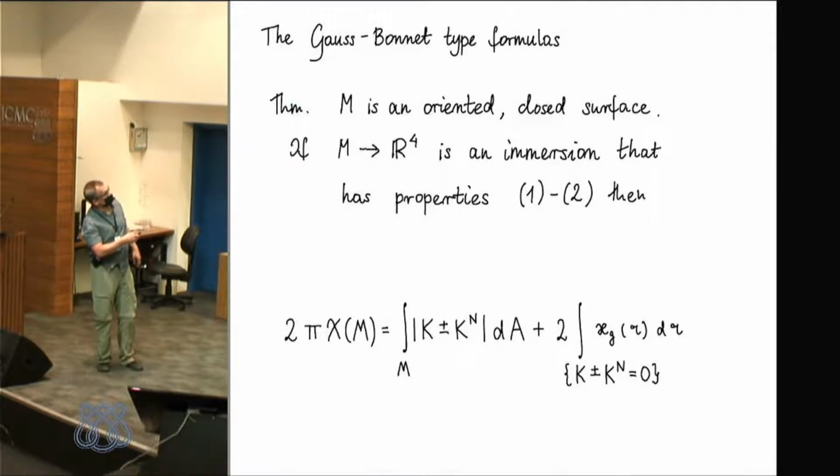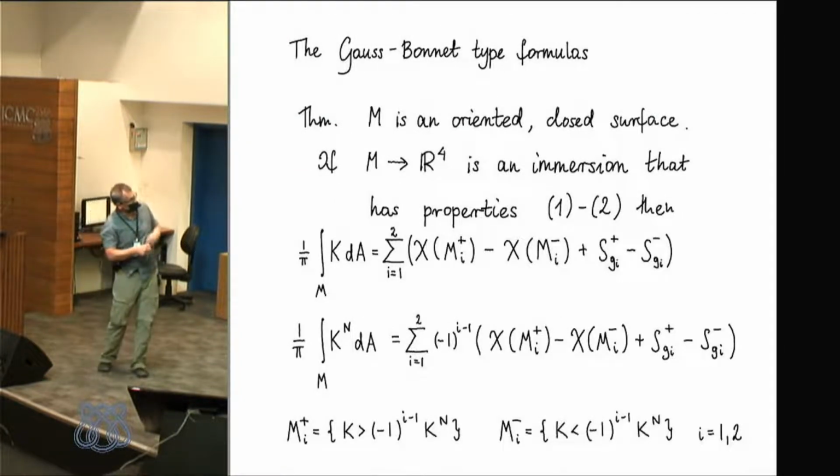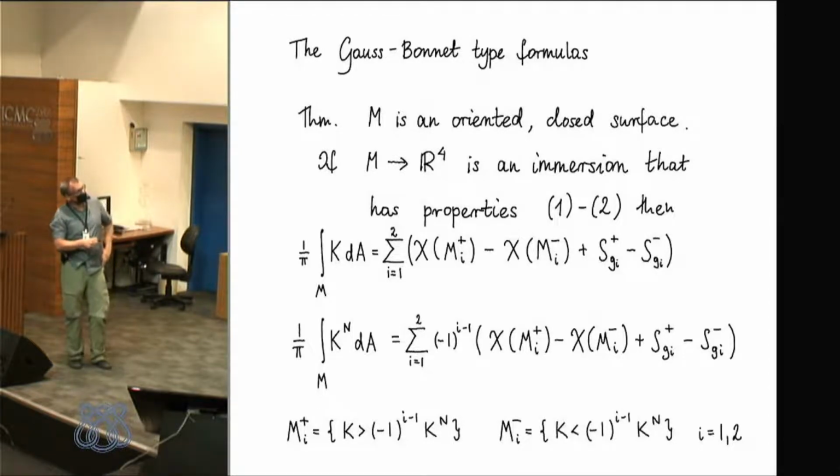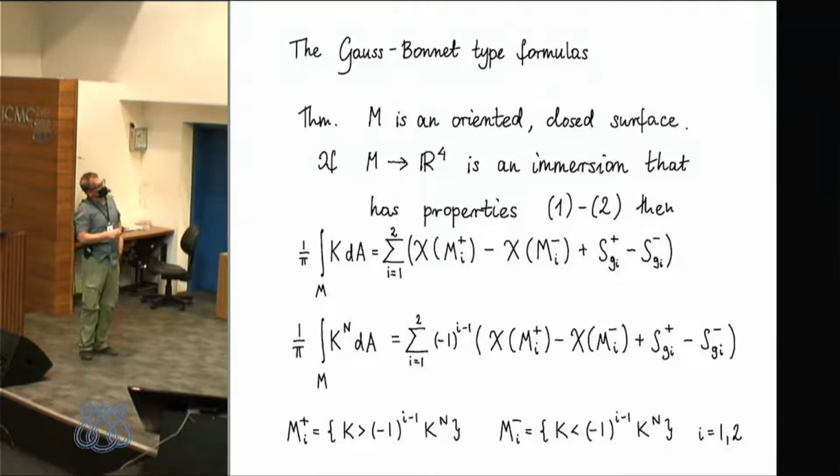And the next one, we have also two formulas you can obtain by the result of Saji, Umehara, Yamada, but in fact it's a Quine theorem. So under the same assumption, we have an oriented closed surface and we have an immersion that satisfies the generic properties 1 and 2, which guarantees that the only singularities are fold and cusp. Then, if you take 1 over pi of the total Gaussian curvature, this is the sum from i equal to 1 to 2 of the Euler characteristic of M_i plus and M_i minus. So what does this mean?